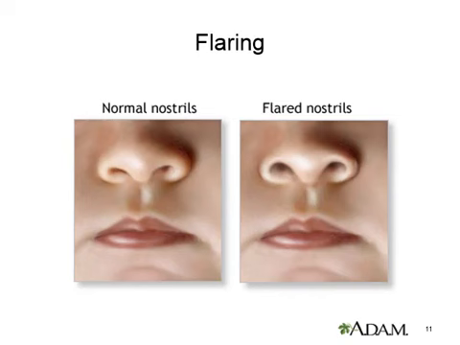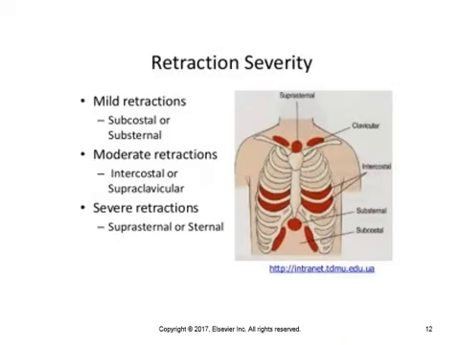This is nasal flaring on the right. This is illustrating how you can see retractions in a variety of different areas: subcostal muscles, substernal muscles, the intercostals, the supraclavicular, suprasternal, and sternal muscles, all the areas in red where you can see retractions, where the skin actually sort of appears to be sucked in as the patient tries to inspire.